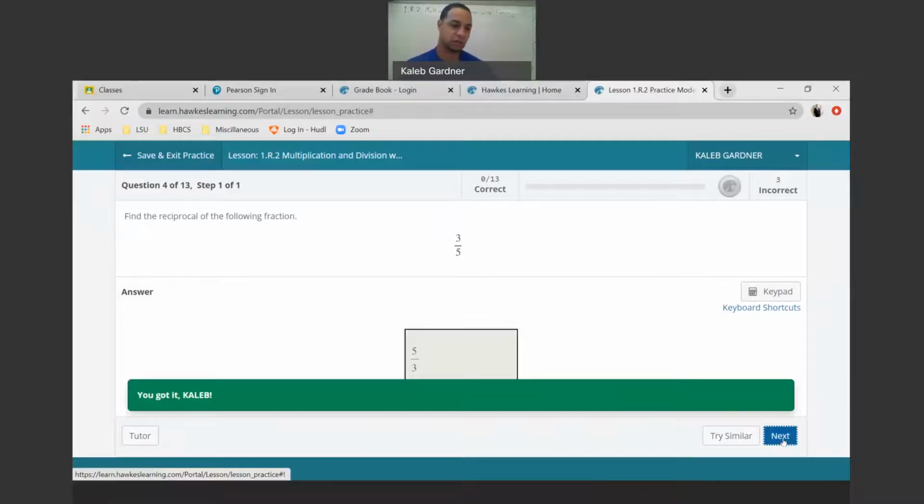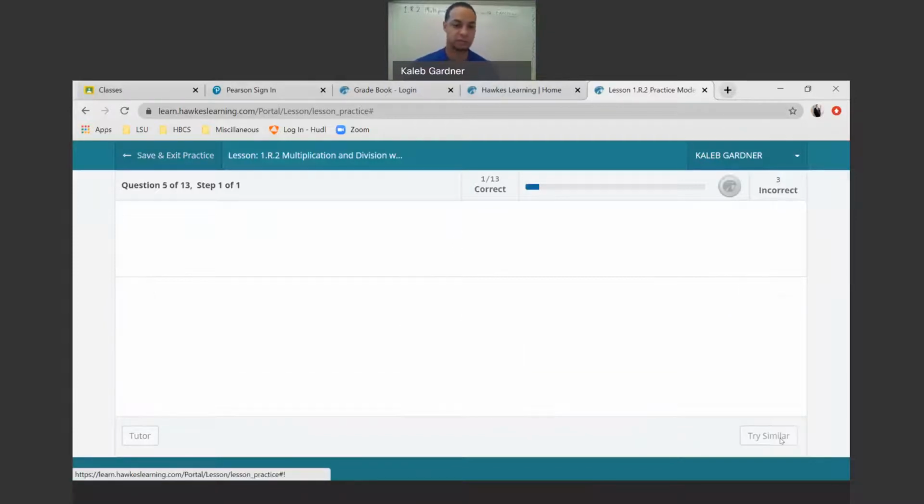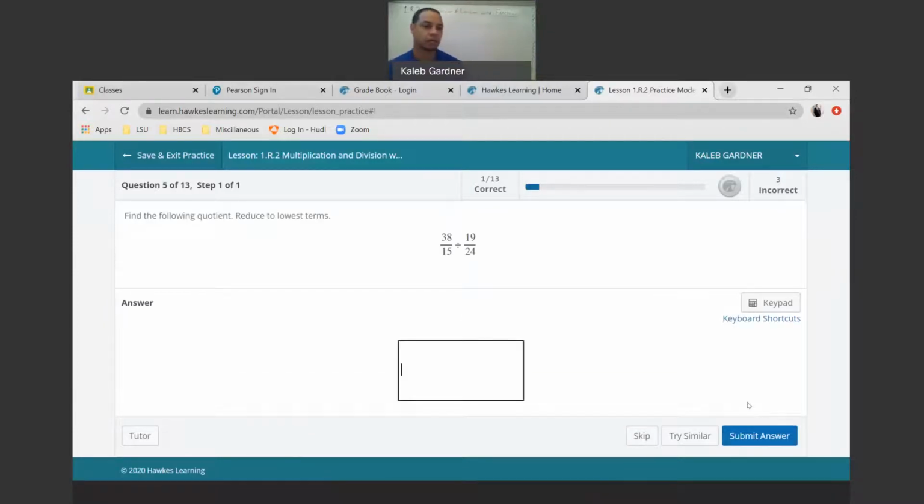One thing I like about Hawks is that it does give you a little bit of positive feedback, sometimes negative feedback too. All right, find the quotient reduced to lowest terms. 38/15, I'm writing it down so that we can work it together, divided by 19/24.